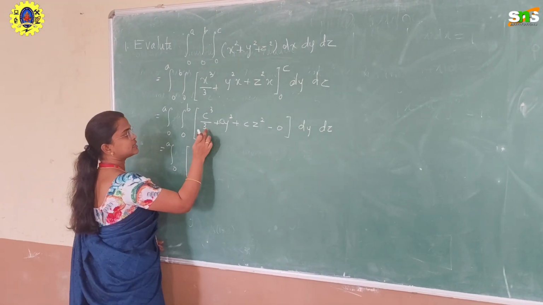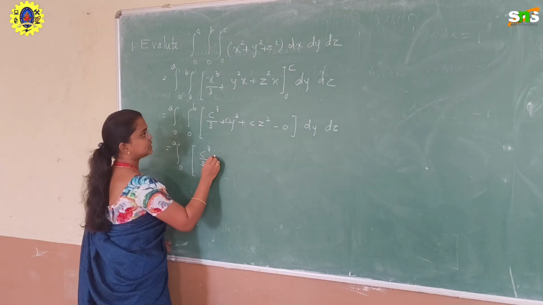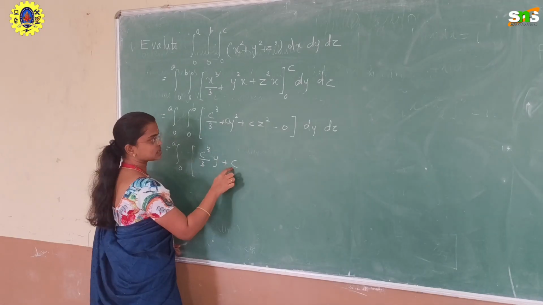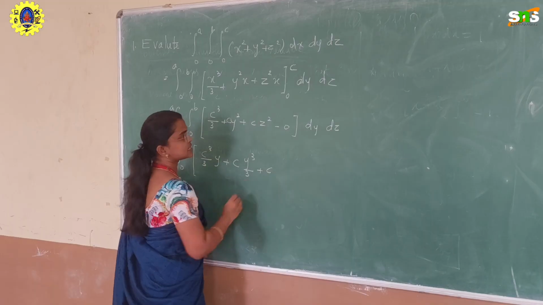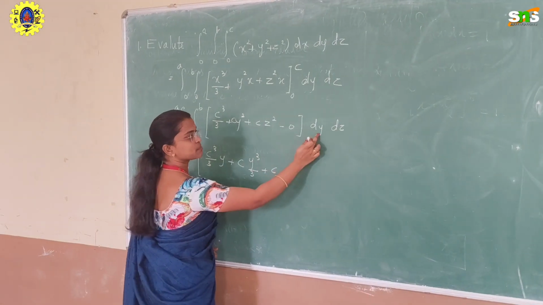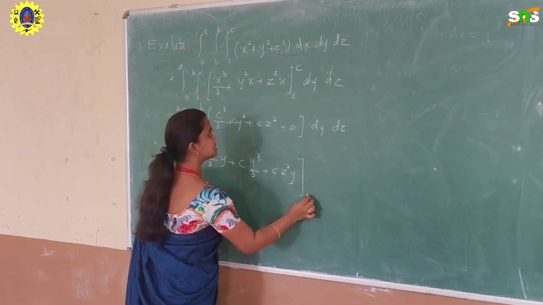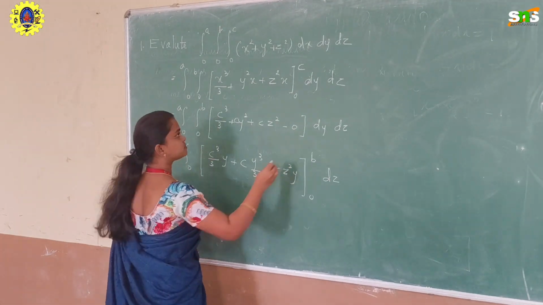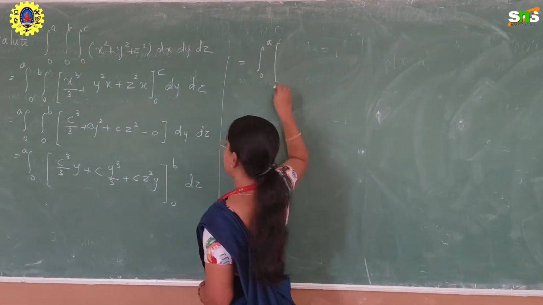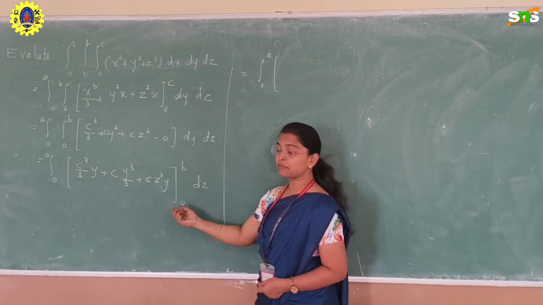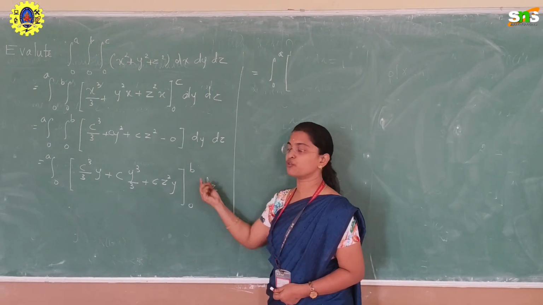So c cube divided by 3 is constant. Constant integration with respect to y will be c cube divided by 3 into y, plus here c is constant, y square integration with respect to y is y cube divided by 3, plus c is constant here, z square integration with respect to y will be z square y. The limit is 0 to b, dz. What is our next step? Limit substitution. What is the upper limit here? b. Lower limit is 0.